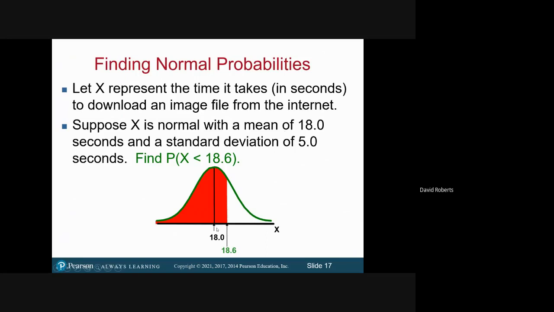So the 18 is the mean. Find the probability that X is less than 18.6. These are in seconds, and it has a standard deviation of 5. So you find out the area from the left, from 0. I should also emphasize, you can either use it from the left, from 0, or you can use it from the middle. So you have to be careful which way you're doing it.